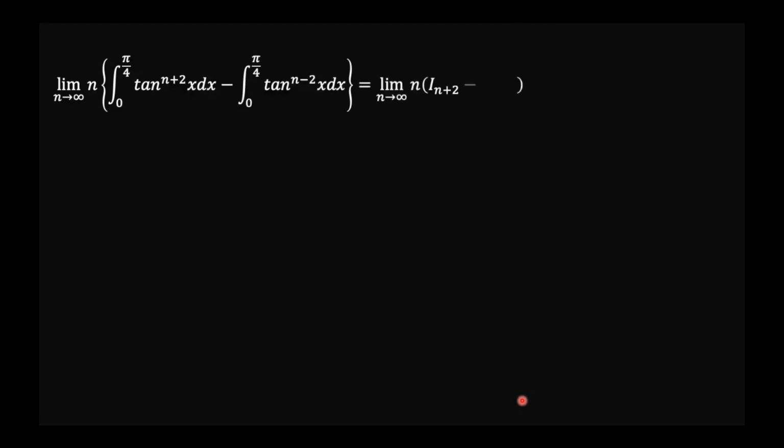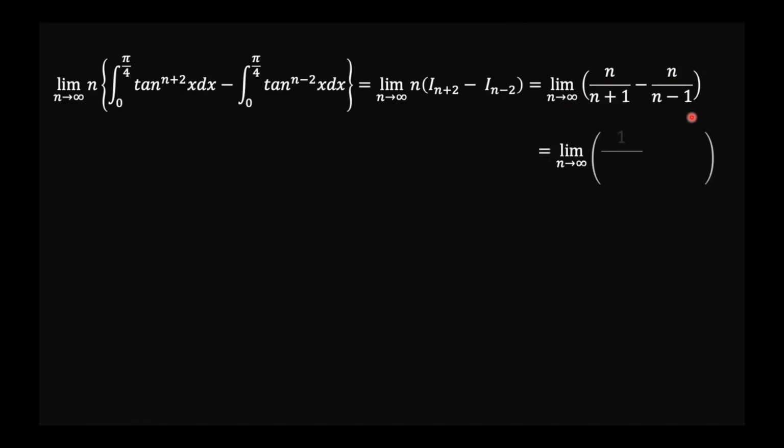we see that the limit as n tends to infinity of n times (I_{n+2} minus I_{n-2}) is the same as the limit as n tends to infinity of n over n plus 1 minus n over n minus 1. And as we can see, if we divide the numerator and denominator by n, we get 1 over 1 plus 1 over n minus 1 over 1 minus 1 over n. And that means that it is 0. So essentially, the difference of these two integrals multiplied by n and taking that limit is equal to 0.